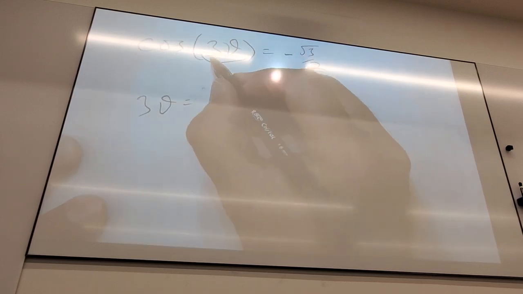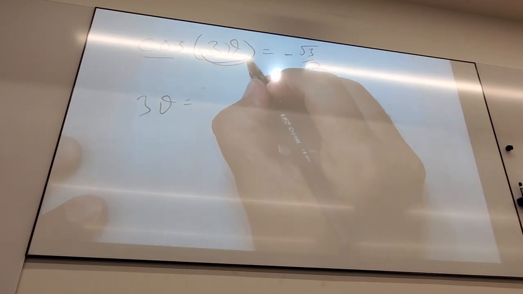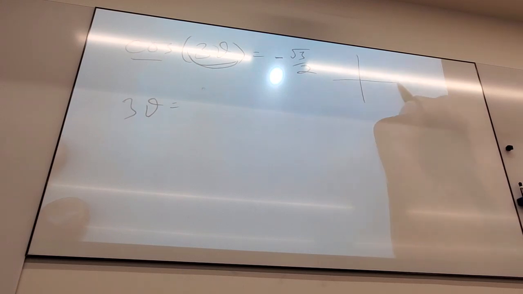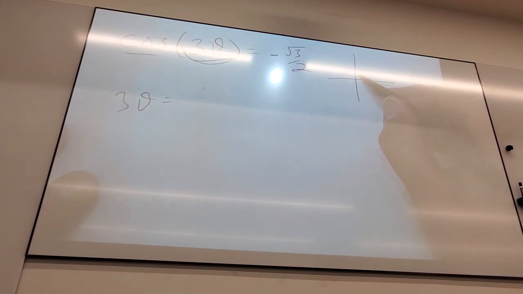Yes. Can anyone tell me, what do I take the cosine of to get negative root 3 over 2? What quadrants could I be in? 2 and 3, because that's where cosine's negative, yes? And what would that reference angle be to make it root 3 over 2? Pi over 6.